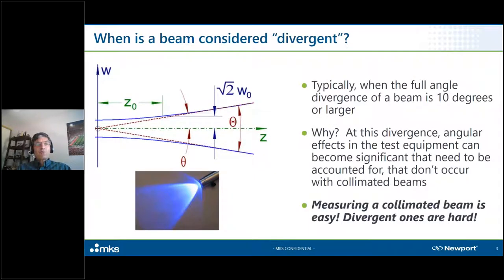So I guess the first thing is, when is a beam considered divergent? That's a bit of a subjective definition, but typically when the half angle divergence of the beam becomes 10 degrees or larger, that's when you need to begin to concern yourself with the divergence and how that's going to affect the results. What happens is you start to see angular effects in the test equipment used to measure power or profile, and that becomes significant, and you need to use techniques to somehow circumvent those angular effects that occur roughly with the half angle being about 10 degrees. And as I say, measuring a collimated beam is easy. It's the divergent ones that are hard.